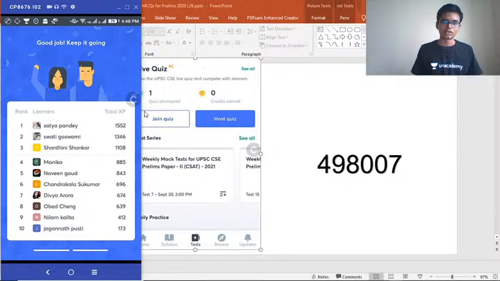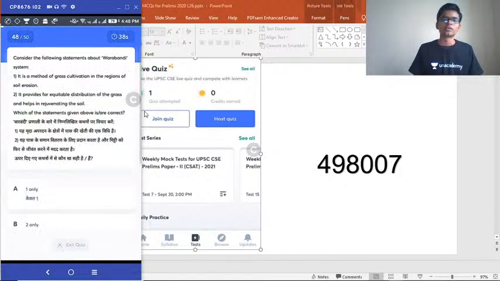Yeah, very good. Overall scores 48. Consider the following statements about Varabandi system. Okay, it is a method of grass cultivation in the regions of soil erosion. It provides for equitable distribution of the grass and helps in rejuvenating the soil. Which of the above statements is or are correct regarding Varabandi system? Ten seconds.